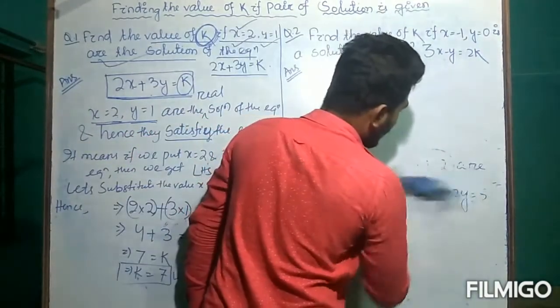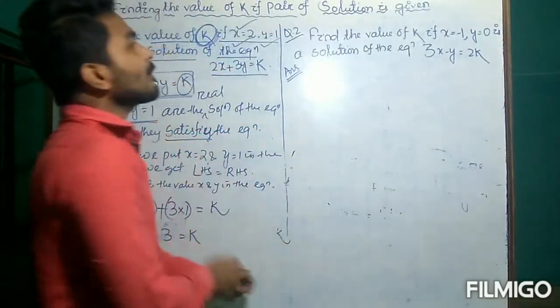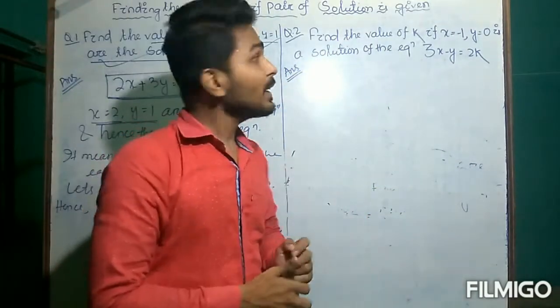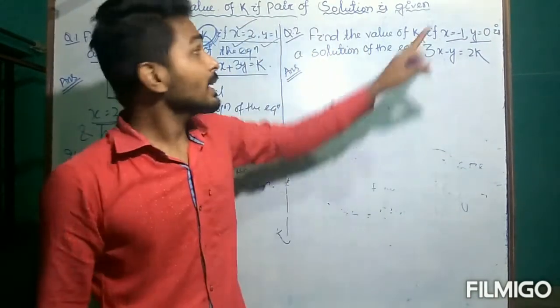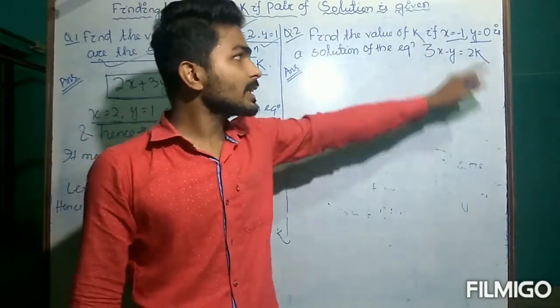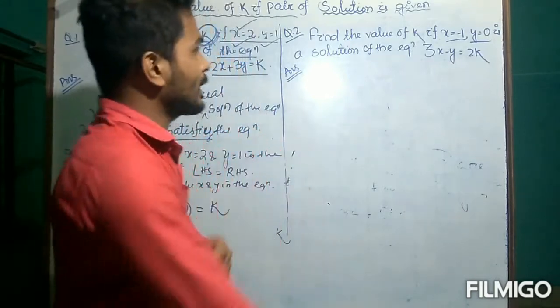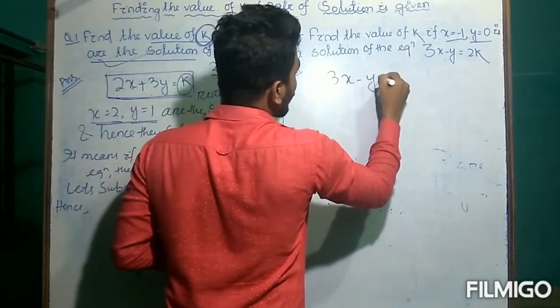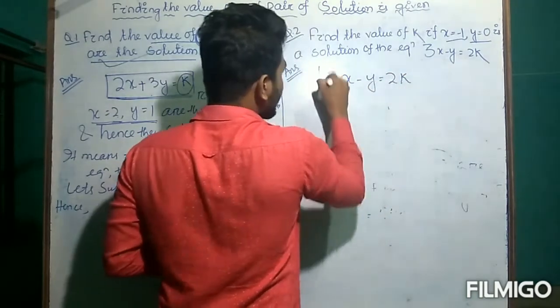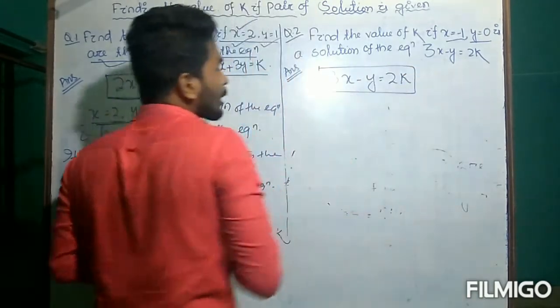Okay, so here also we have to find the value of k. If x is equal to -1 and y is equal to 0 is the solution of the equation 3x minus y is equal to 2k. So write the equation first. 3x minus y is equal to 2k. This is a linear equation in two variables.